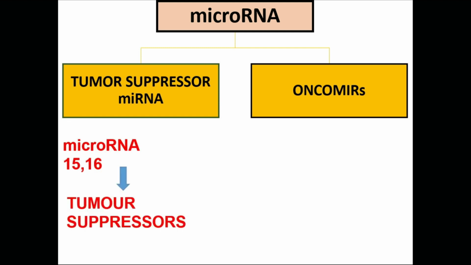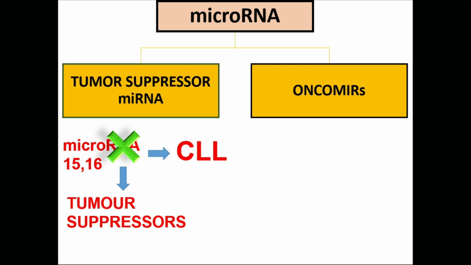And if something goes wrong in these microRNA 15 and 16, if they get deleted, please remember the patient lands up with a disease that is CLL, chronic lymphocytic leukemia. I hope everyone remembers this from HIMAT. MicroRNA 15, 16, the good people get deleted, person lands up with CLL.